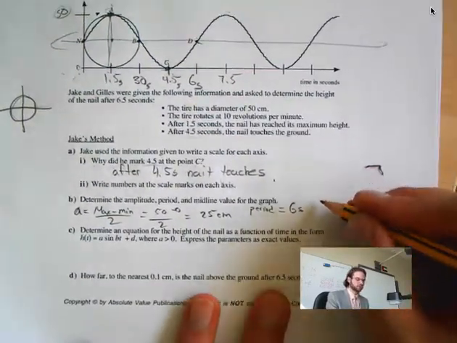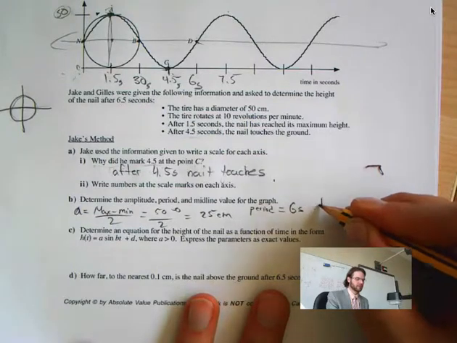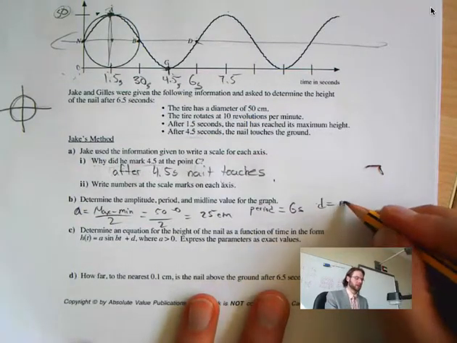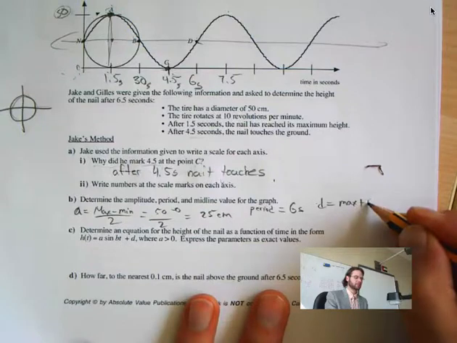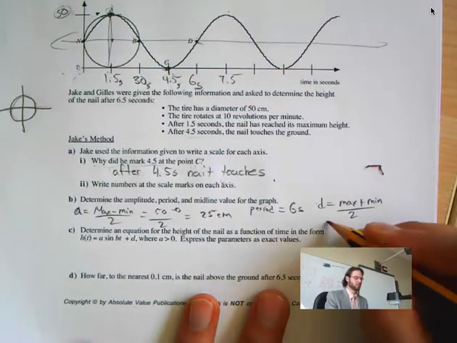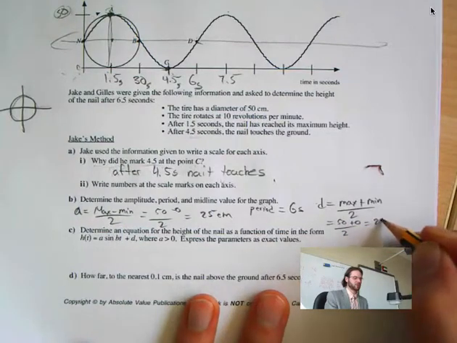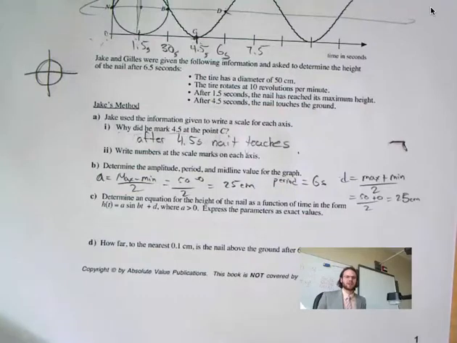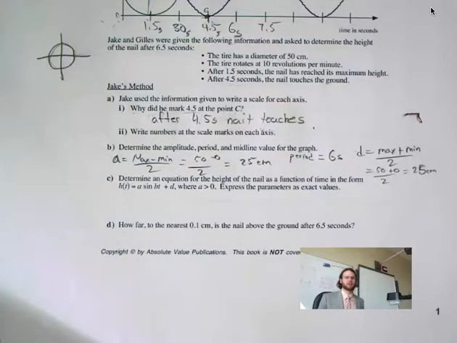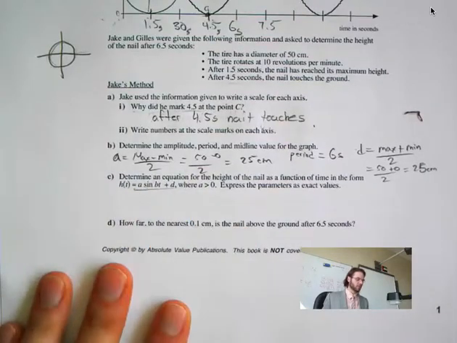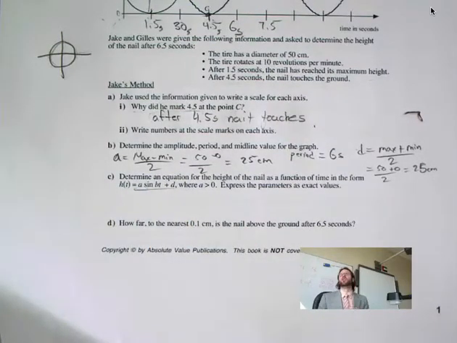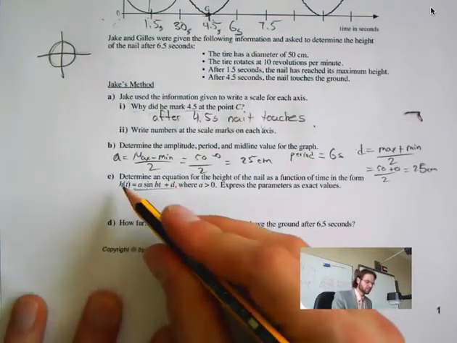And then my last one is my midline. Midline is my D value, equal to max plus min divided by 2, which is 50 plus 0 divided by 2, which is equal to 25 centimeters. Now it says determine the equation for the height of the nail as a function. There is no phase shift, so we're good.